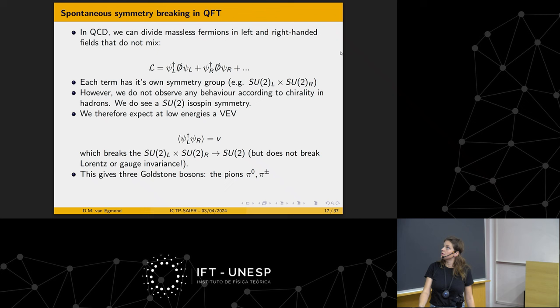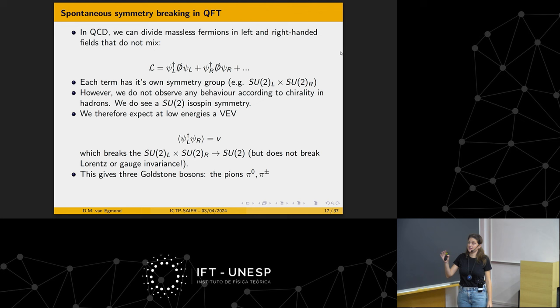So probably the most famous example from the standard model of symmetry breaking is that of chiral symmetry breaking. So I'm going to try to explain it in very rough steps. The basic idea is that in QCD, we can divide massless fermions. Okay, we do not have massless fermions in QCD. That's the problem with real-world examples. They are always approximations. But we do have two quarks which are very, very light.